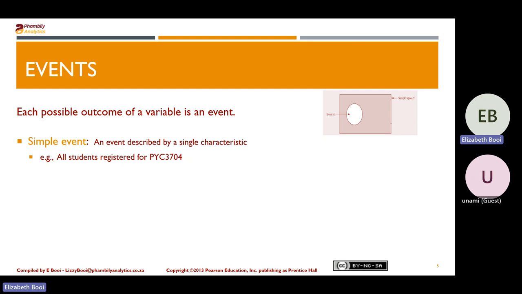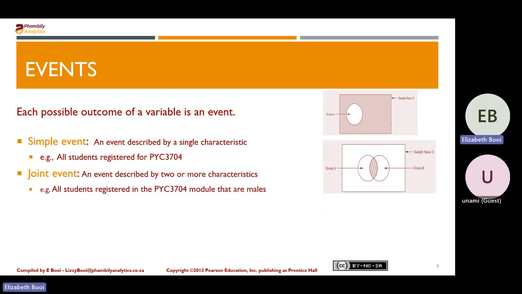For example, we do have what we call a simple event. It's just one event. A simple event describes a single characteristic, that one outcome. So a single event will be the probability of an event that a coin will land on a head. That is one event. Landing on a head is one. Or all students registered in a particular module. That's a single event.